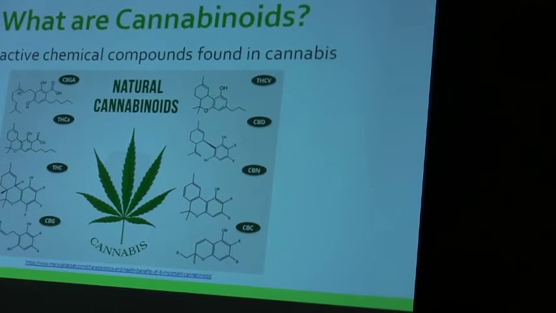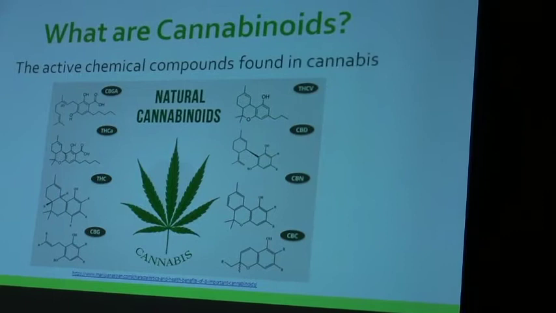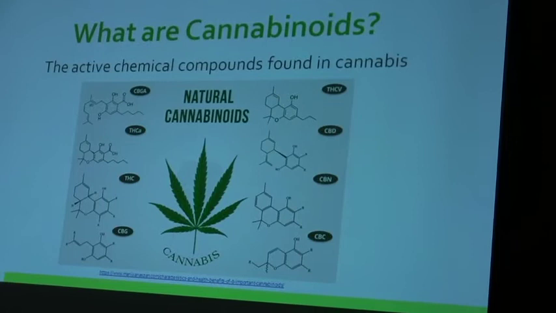So CBN is the couch lock cannabinoid. That's good for if you're not sleeping and you need to go to bed a little bit earlier. CBN is going to be a great drug for that.